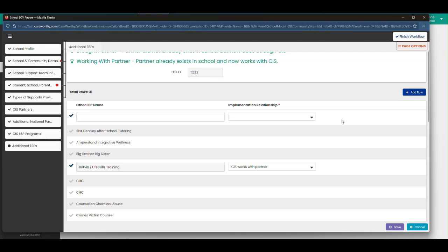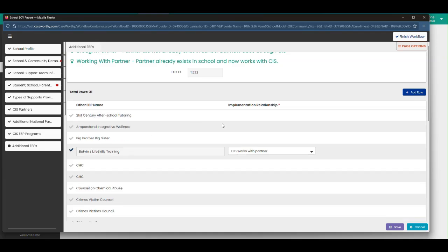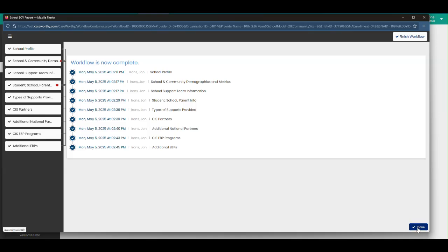Implementation relationship type. Uncheck it to disappear it. And we're saved.